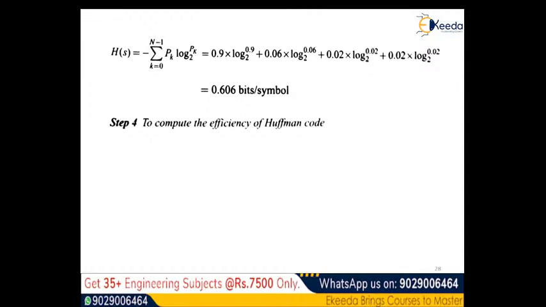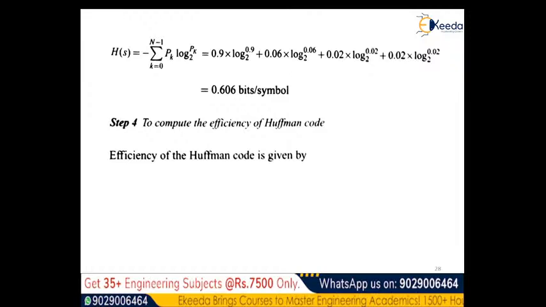From this value of the entropy, let us check the efficiency of the Huffman code. The efficiency of the Huffman code is denoted by the symbol eta, and it is basically the entropy divided by the average length of the coding. The entropy we computed in the previous step, so we put it into the numerator as 0.606, and we divide it by the average length.